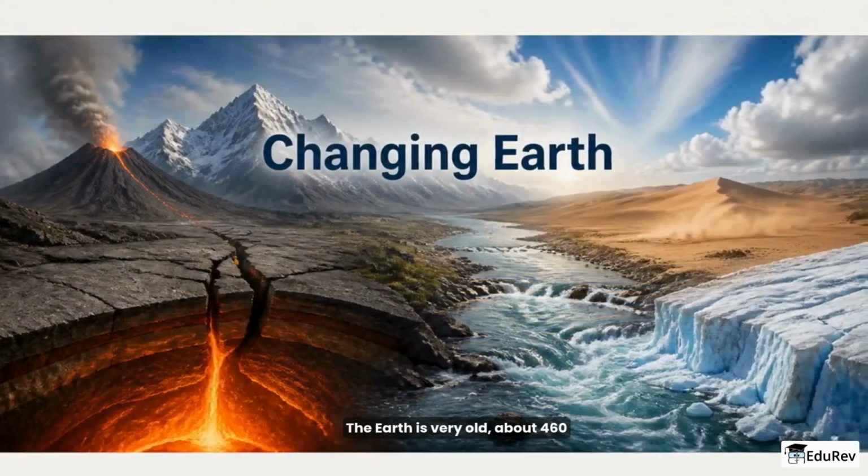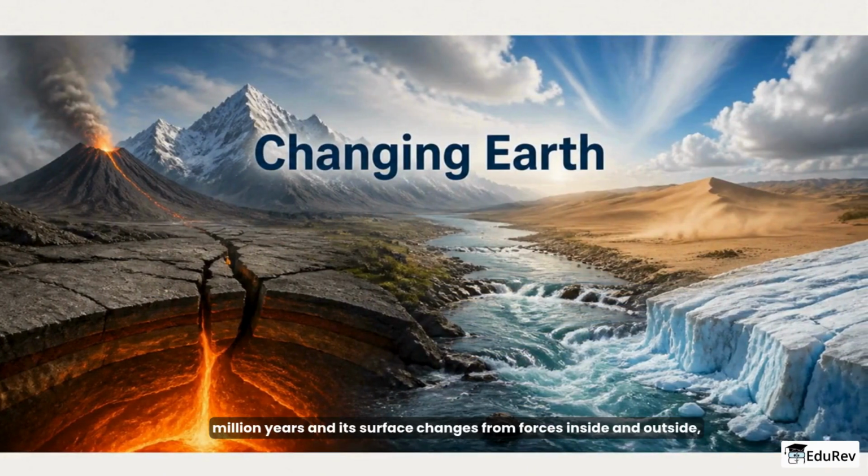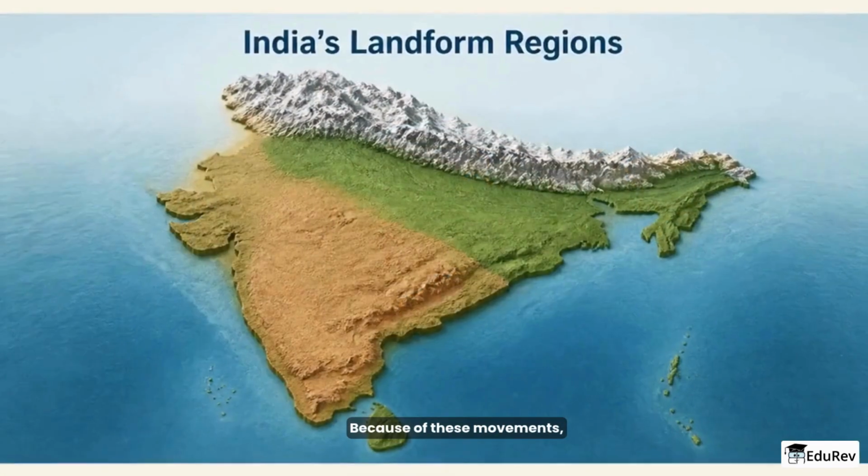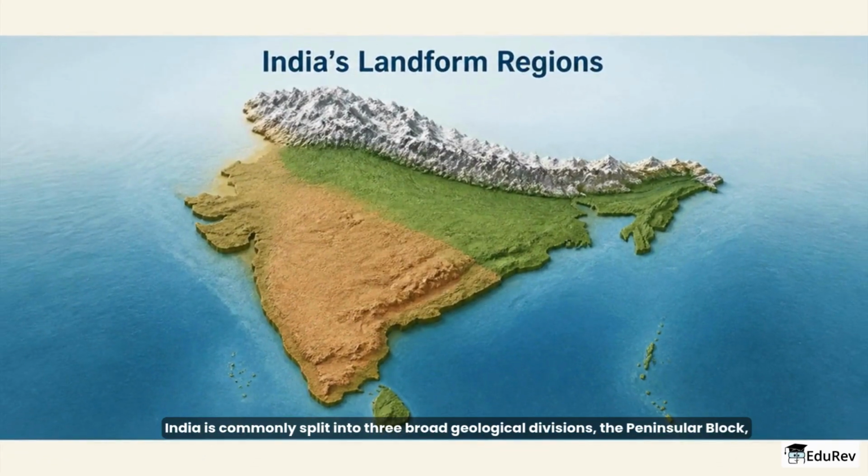The earth is very old, about 460 million years, and its surface changes from forces inside and outside, like plate motion, wind, water, and ice. Long ago, the Indian plate lay well south of the equator and was joined to Australia. It broke away, drifted north, and still moves north today. Because of these movements, India is commonly split into three broad geological divisions: the Peninsular Block, the Young Himalayas, and the Indo-Ganga-Brahmaputra Plain.